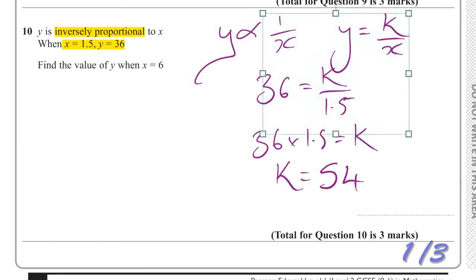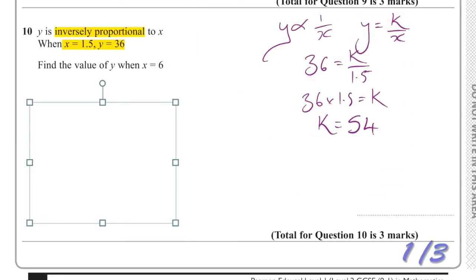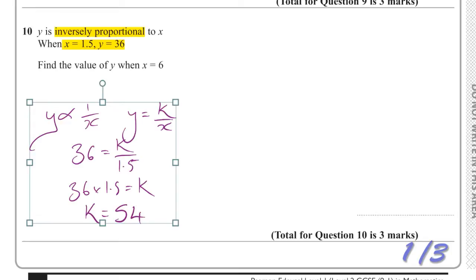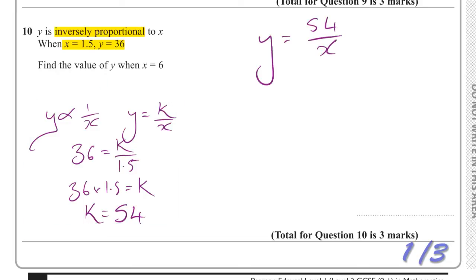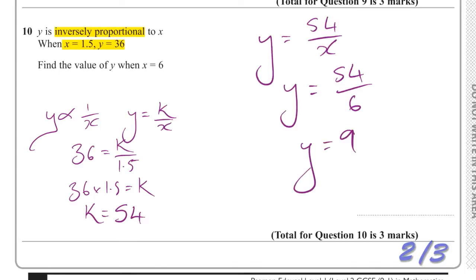Now we can plug in our value of x to find out what the value of y is. So using our k equals 54, we're going to plug it in. So y is equal to k over x. Y is equal to 54 over x. X is 6, so y is going to be equal to 54 divided by 6. 54 divided by 6 is 9, so y equals 9.